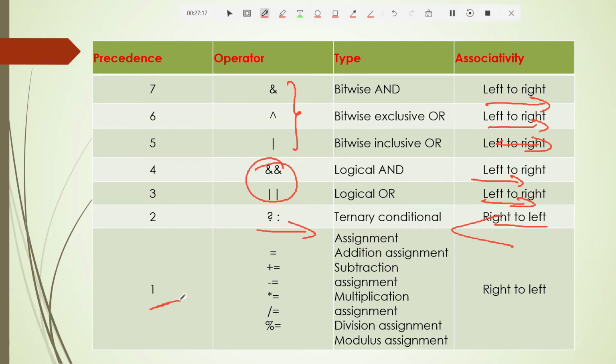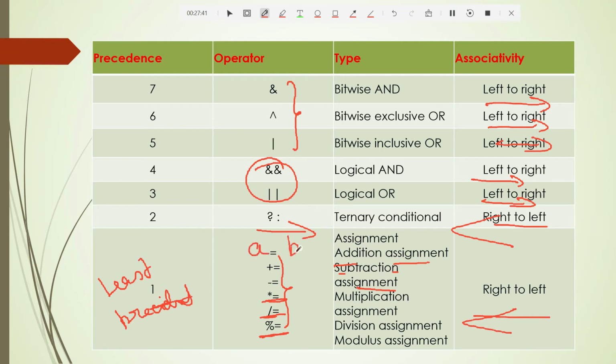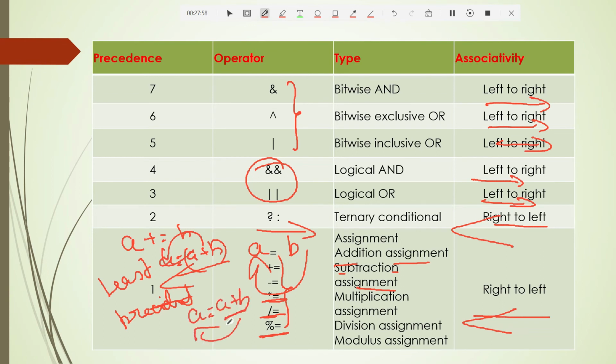Then the last one is your assignment. So there is assignment, addition assignment, subtraction assignment, multiplication assignment, division assignment, modulus assignment. It is having the least precedence, and associativity is from right to left. That is, you have to evaluate from right to left. When I write a plus equal to b, which is a equals a plus b, you evaluate from right to left. You get the output of this and you simply give it to a. It is having the least precedence.